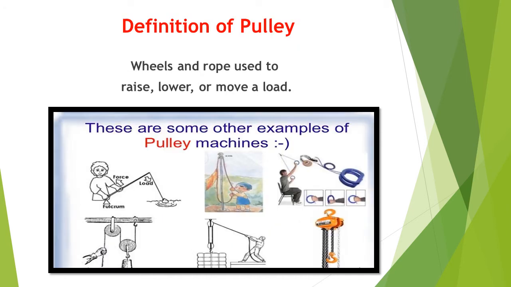Now, the next example of a simple machine is the pulley, which is a wheel and rope used to raise, lower or move a load. As you can see in the image, there are different examples of pulleys, and a pulley is made up of a rope and a grooved wheel. With the rope wound on the grooved wheel, it creates a pulley, and with the help of a pulley you can lift a heavy load easily.